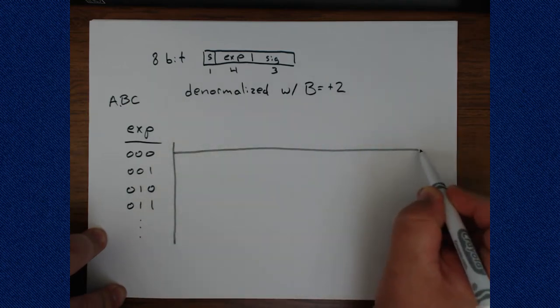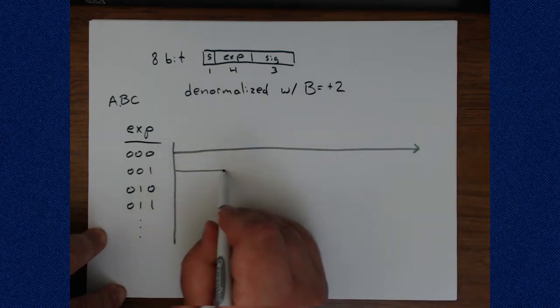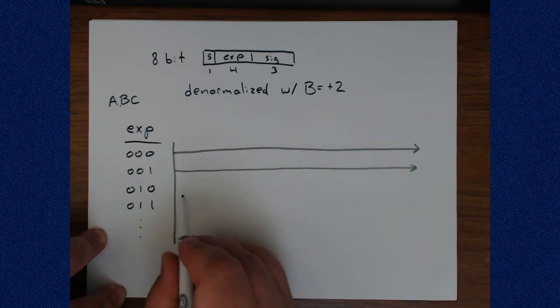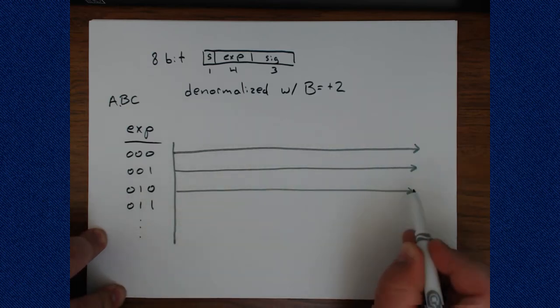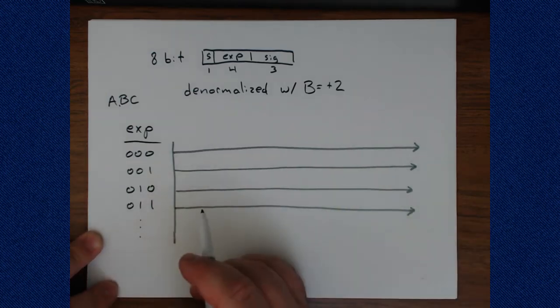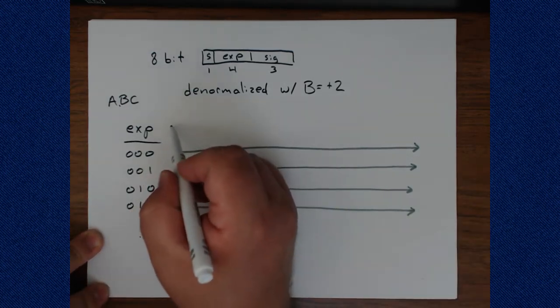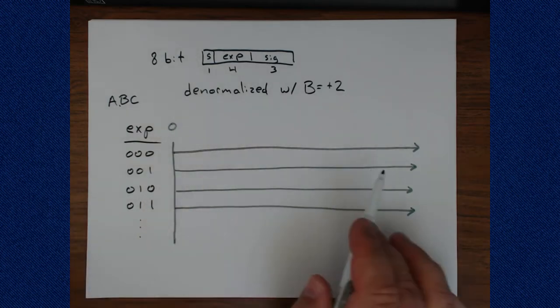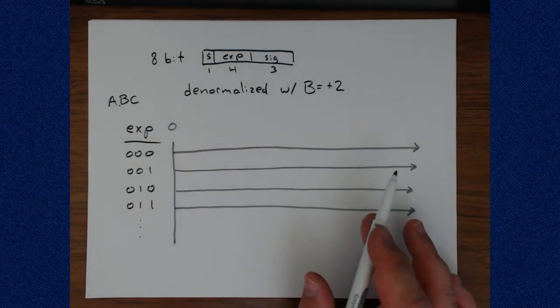So we'll just draw a line over, another line over, another line over, and the fourth line over. Something like this. And we'll say that this point here is 0. And this, of course, is the positive direction on the number line.